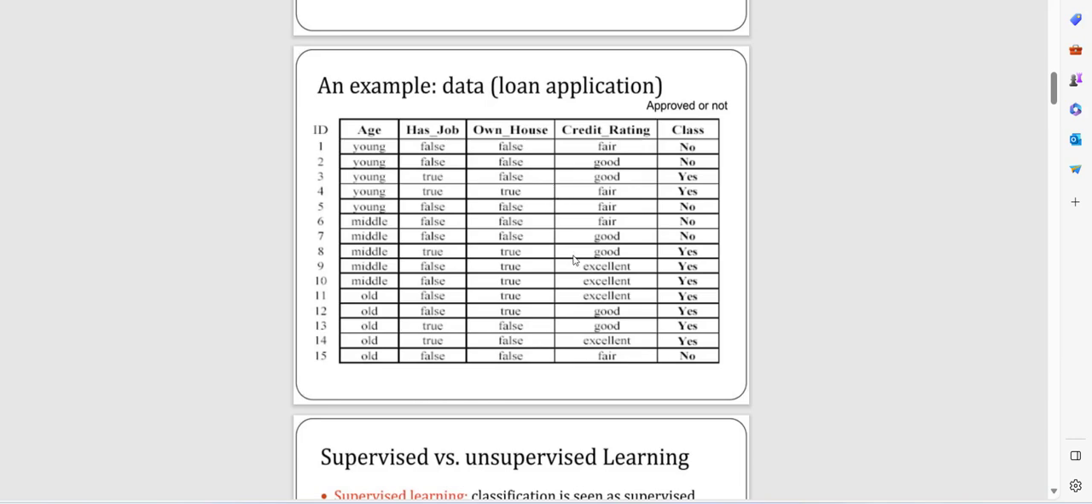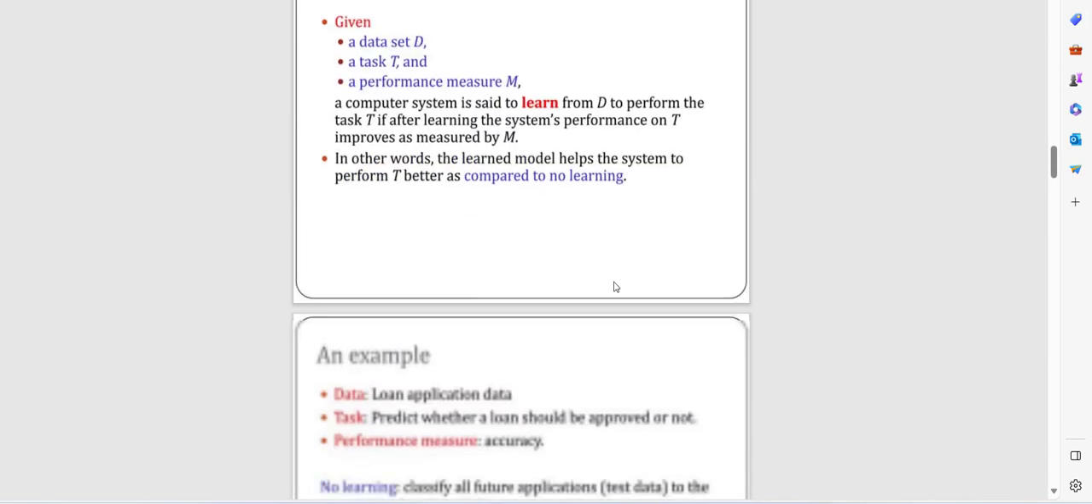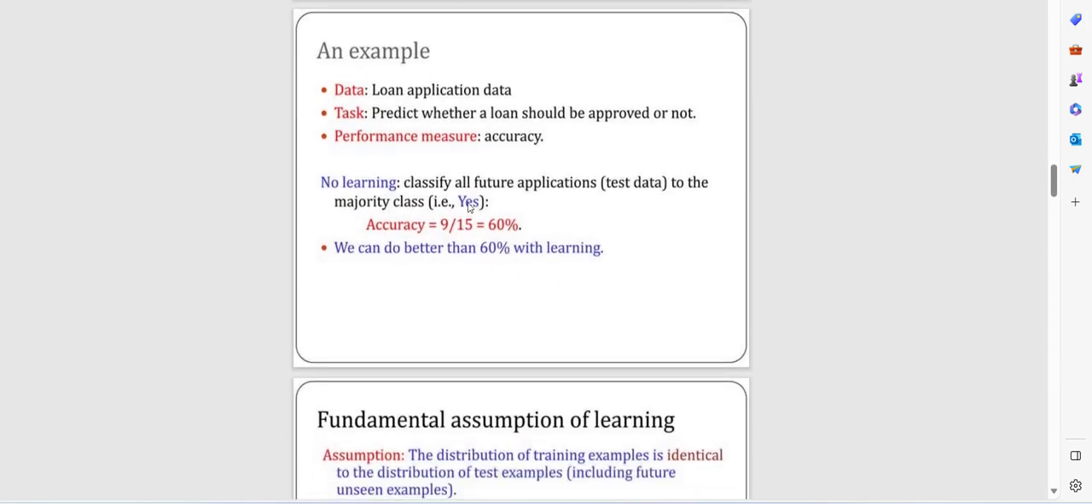After that, to calculate the accuracy, it is the number of correct predictions divided by the total number of samples. So here the samples for yes are 9, and 15 are the total samples. So 9 over 15 is 0.6, which is the accuracy, 60% accuracy.